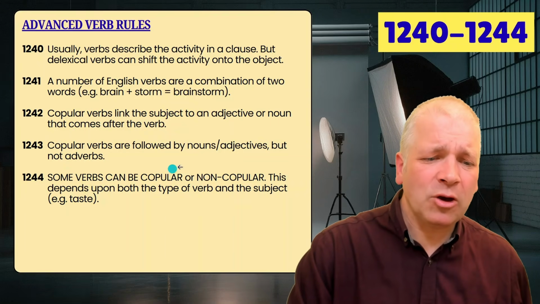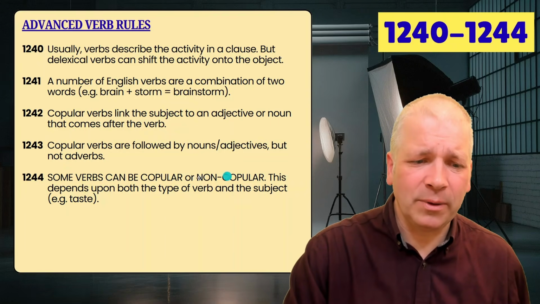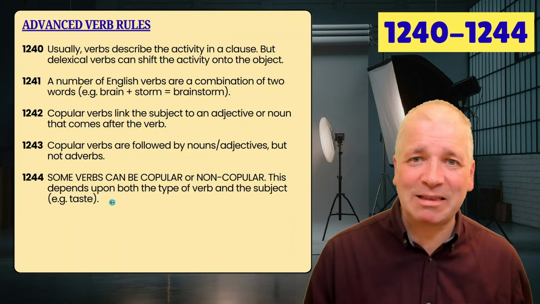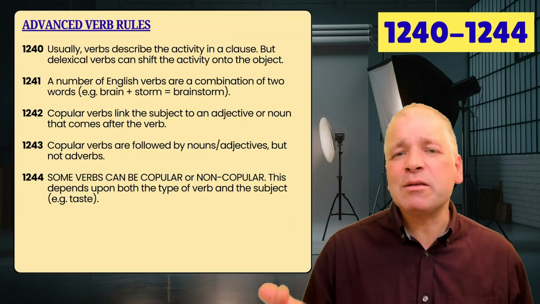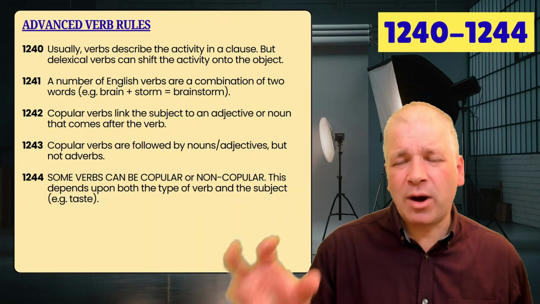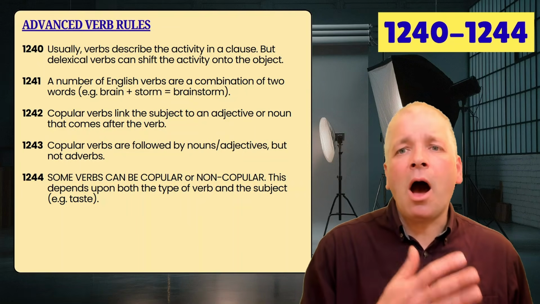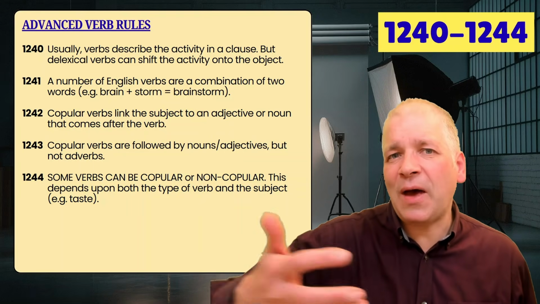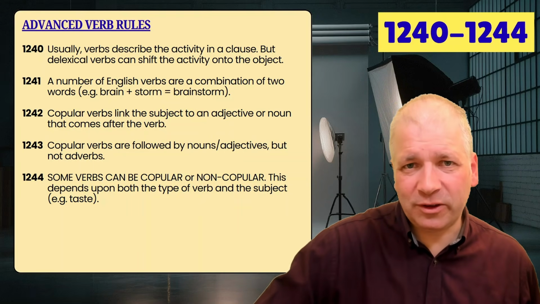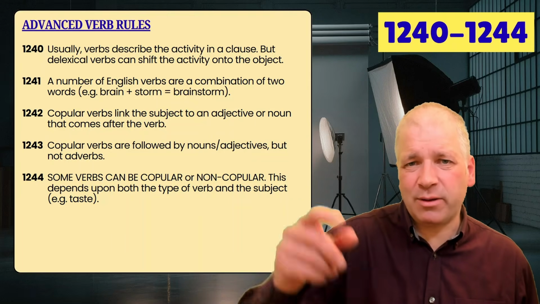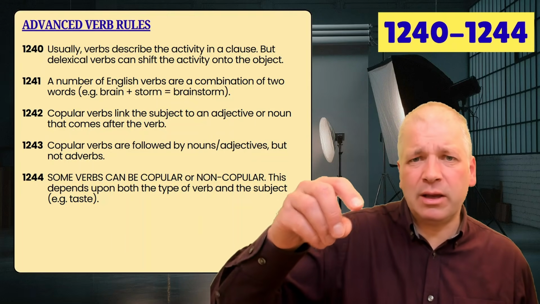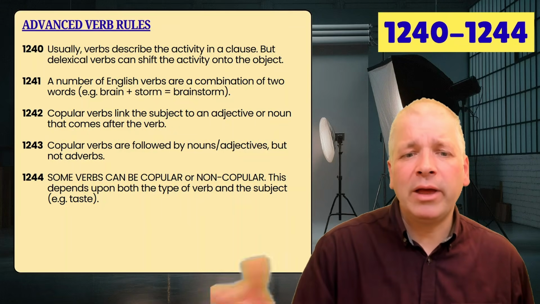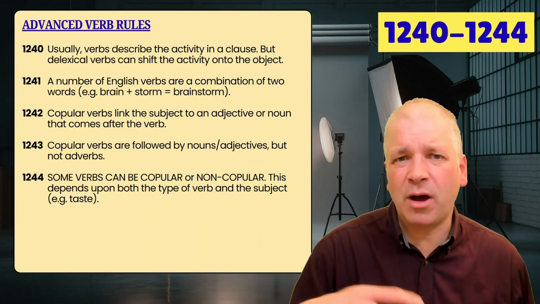Some verbs can be copular or non-copular, which depends upon the type of verb and the subject. So taste. It tastes nice. So nice describes it. I tasted a meal. Taste here is the action of doing the tasting. So it tastes nice. Nice here is copular because nice describes the subject. I tasted the meal. Here it's non-copular because I'm doing an action.